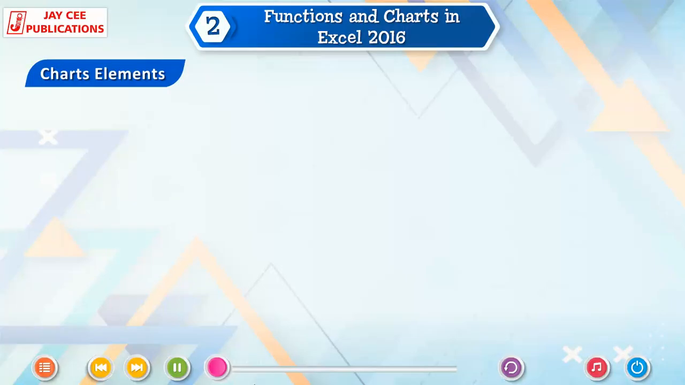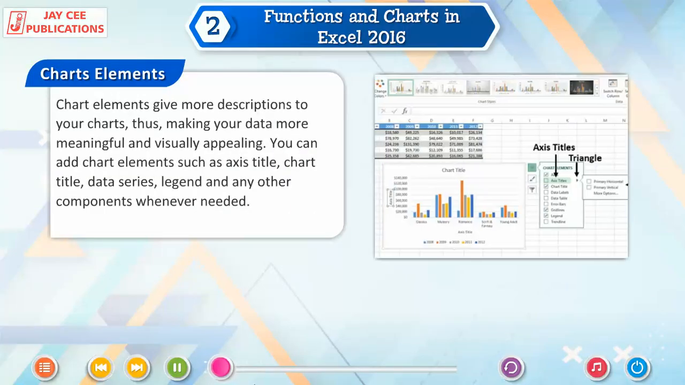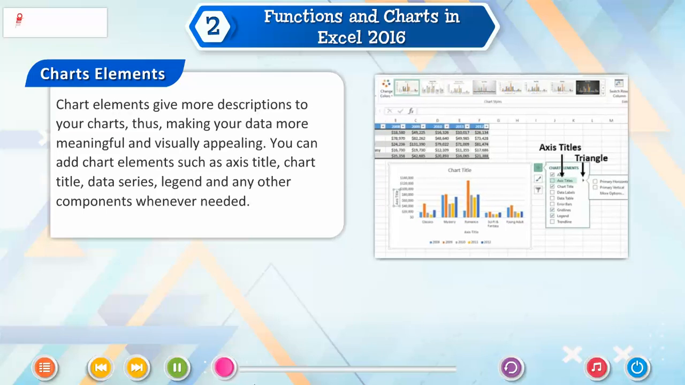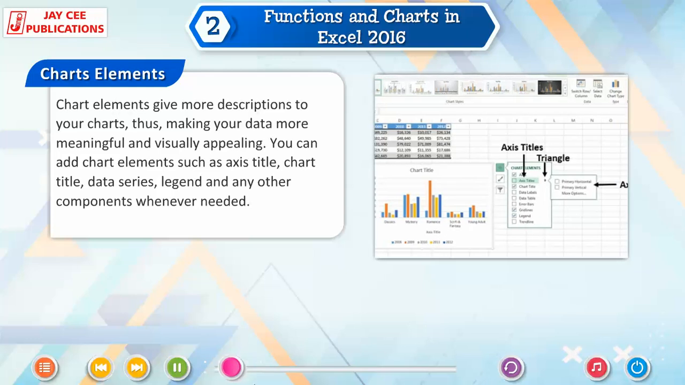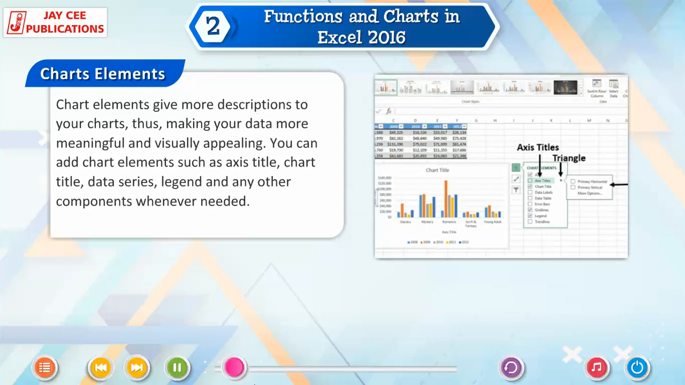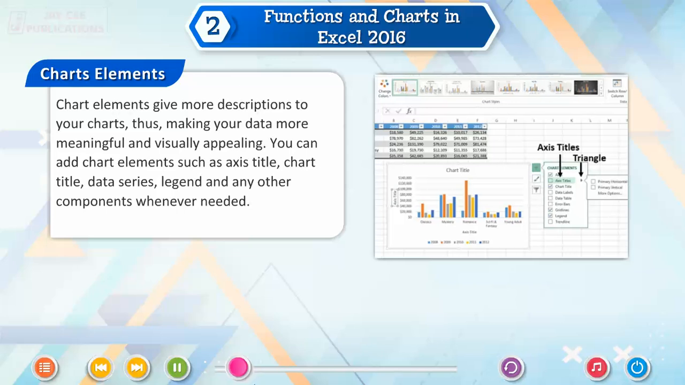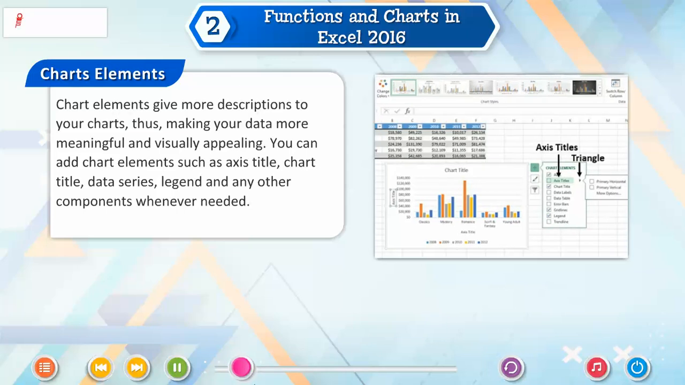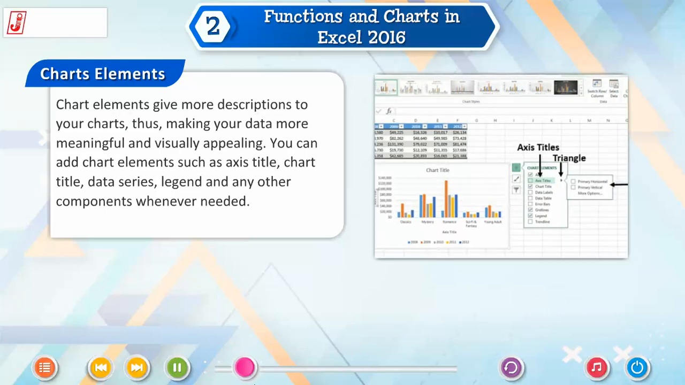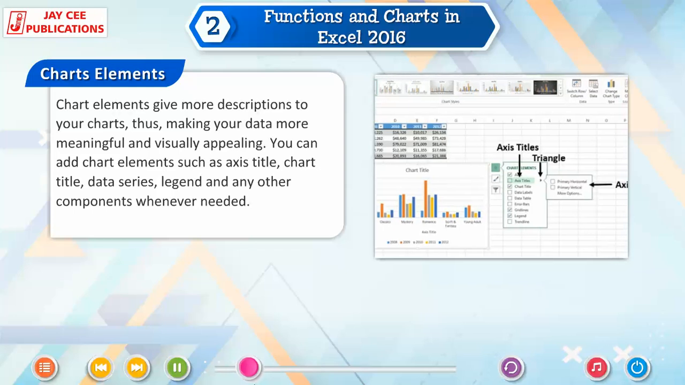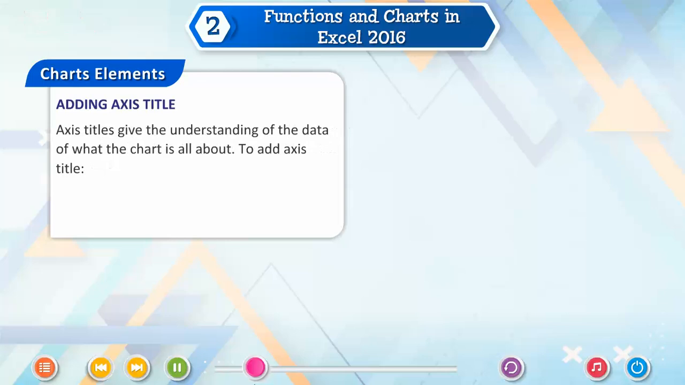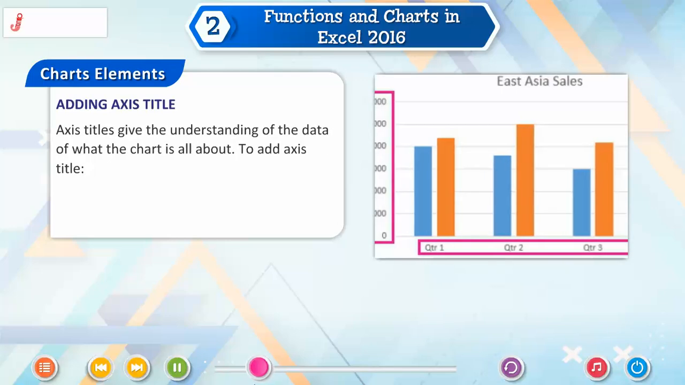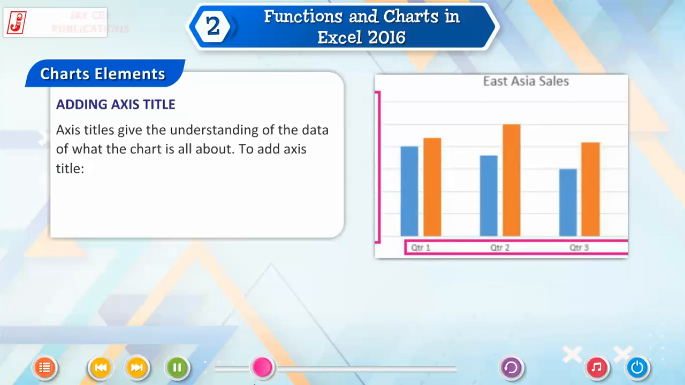Chart elements. Chart elements give more descriptions to your charts, thus making your data more meaningful and visually appealing. You can add chart elements such as axis title, chart title, data series, legend, and any other components whenever needed. Adding axis title. Axis titles give the understanding of the data of what the chart is all about.